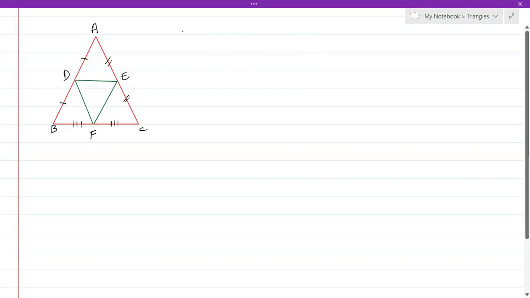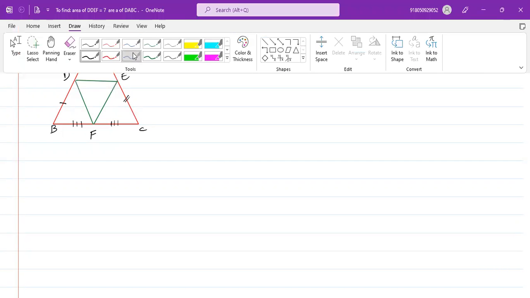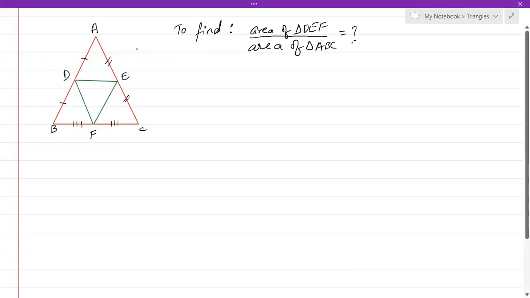Okay. So here we need not prove anything, we have to find the area of triangle DEF by area of triangle ABC. This is what we have to find. Okay. For that, first we have to prove the triangles are similar. That's what we have to prove.